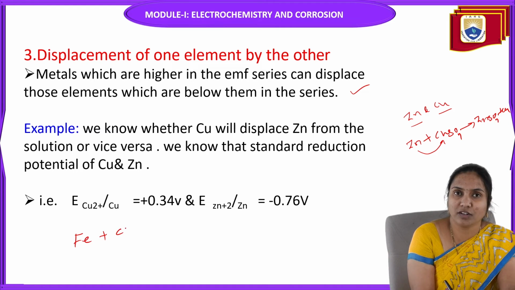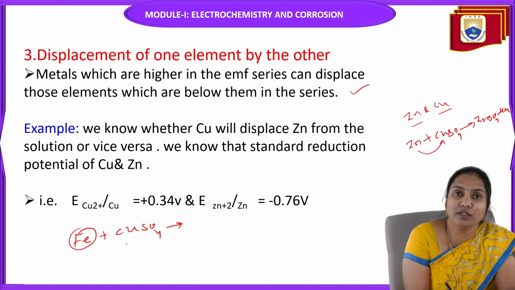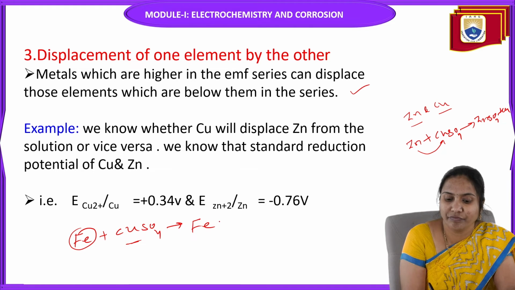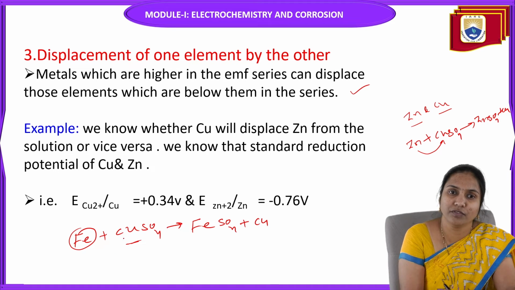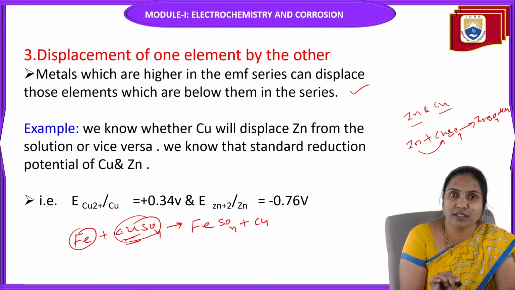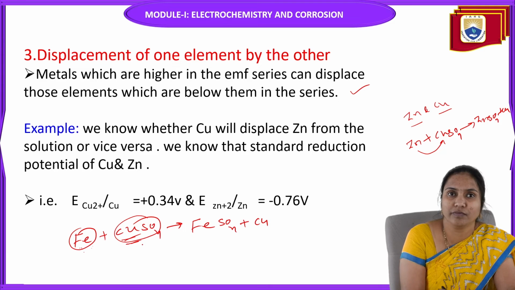Fe and copper sulfate. In this case, Fe is present above copper. So that's why Fe displaces copper and gives FeSO4. Why? Because Fe is present above copper. That's why Fe displaces copper from this electrolyte solution. So this is the displacement of copper by iron. Why? Because it is in a higher position in the electrochemical series than copper.